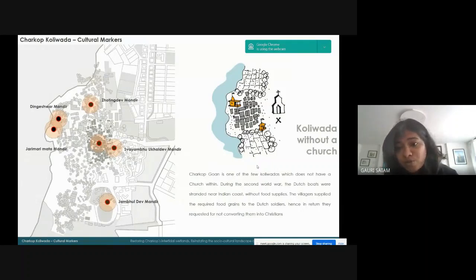Charkop Koliwada is also unique because it is one of the only few Koliwadas which does not have a church in it. It has a community of only these Sonkolis who reside, with a history to it as well, of why it didn't have any Christians there.